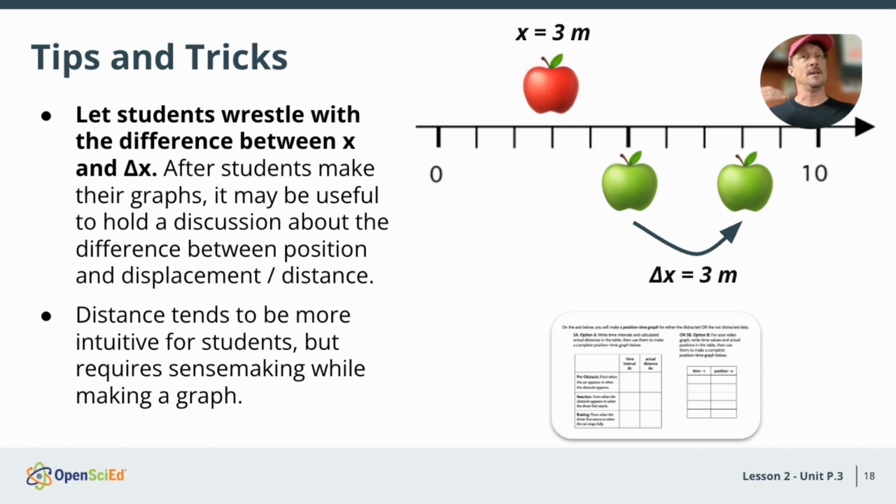The difference between position and displacement is an important one. You're seeing the apple is at a position of 3 meters, but this apple was moved a displacement of 3 meters. Those are both useful quantities for us, but students need to have time, like mental space, to wrestle with what makes those quantities different. Distance or displacement tends to be more intuitive to students, but it requires some real sense making when they're asked to use those values to make a graph.